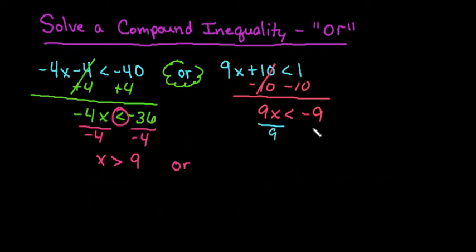We would then divide both sides by positive 9. Since I'm dividing by a positive, the inequality does not change. Even though the top number is negative, that does not matter. It's just the denominator. So we would say that x is less than negative 1 is our other solution.